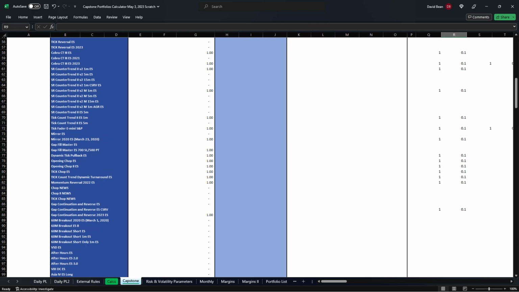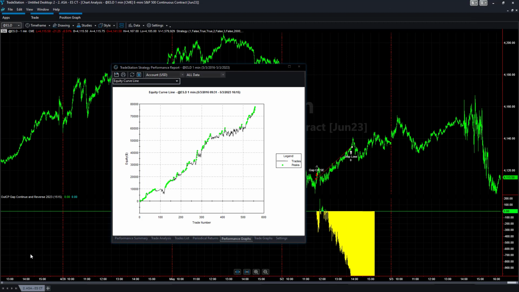And so once again, this is what I wanted to share with you: a new gap continuation in reverse and the new 32 strategy portfolio that updates this. It includes gap fill and the 2 updates that fix the micro situation.